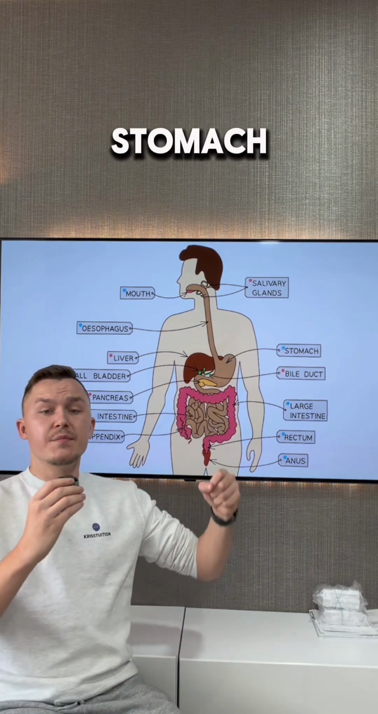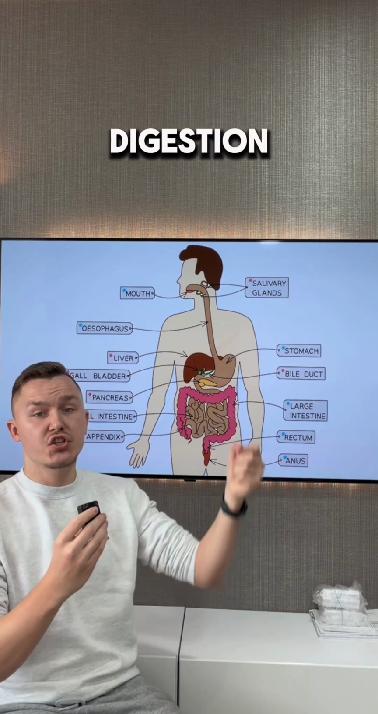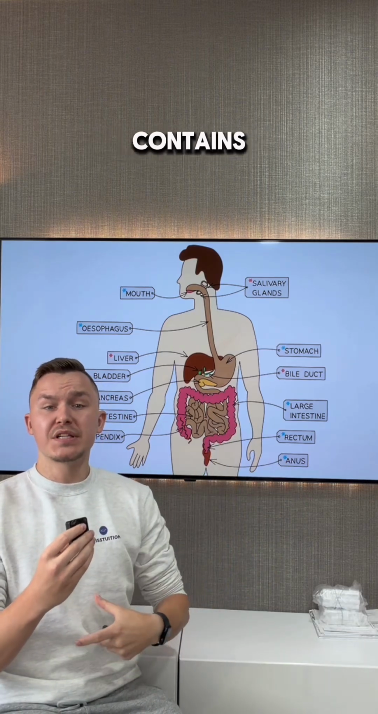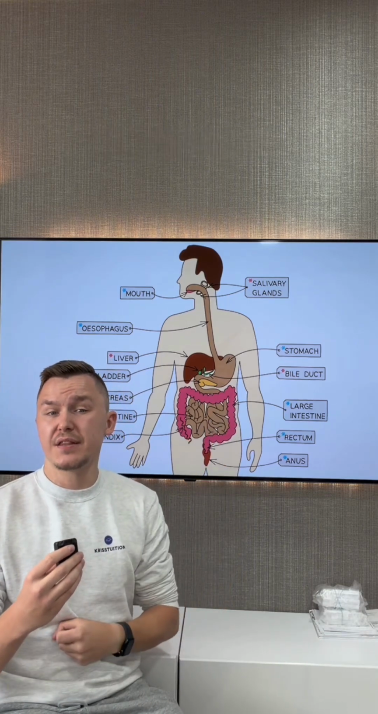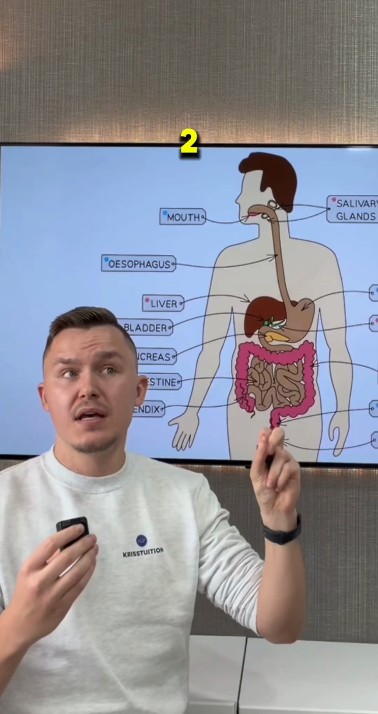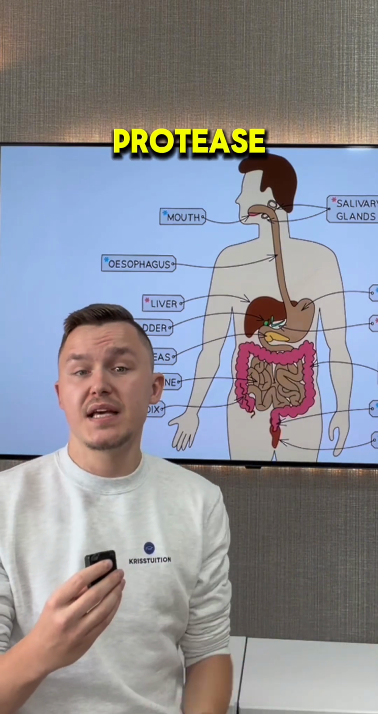The walls of the stomach contract and they churn up the food, continuing that mechanical digestion that we saw in the mouth. And the stomach contains hydrochloric acid, which 1, kills any pathogens inside the food, and 2, it provides a suitable pH for the stomach enzymes like protease to work.